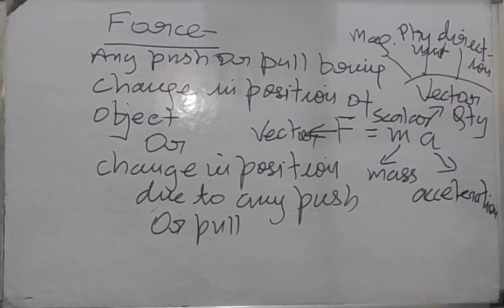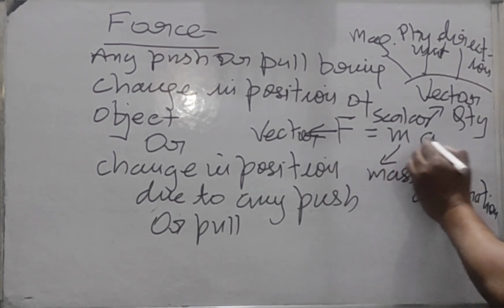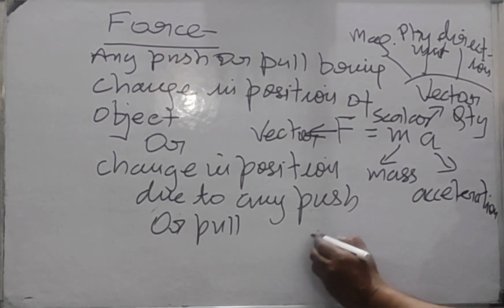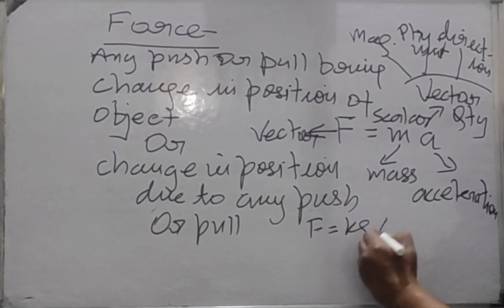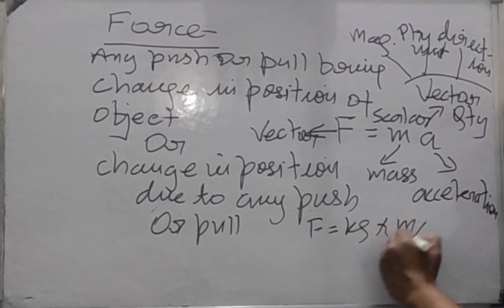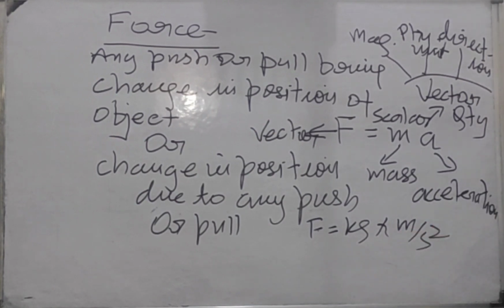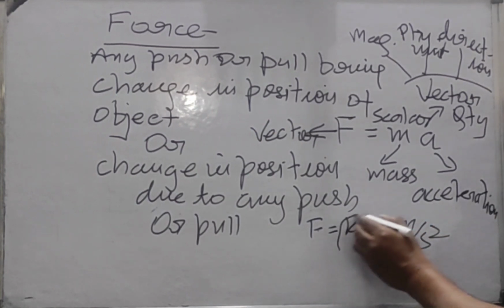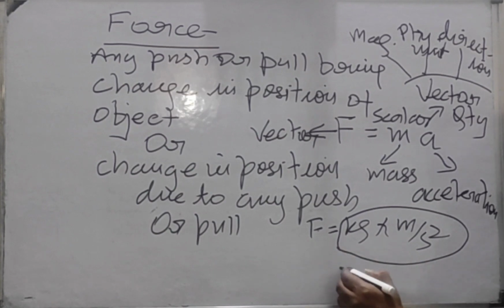So, as force is m into a, its unit is kilogram into meter per second square, right? It is kilogram meter per second square. It is also known as Newton, right?